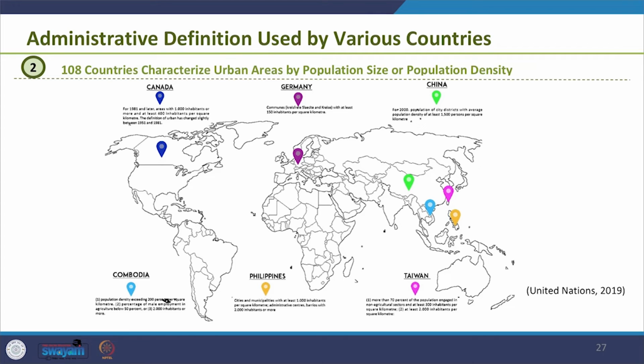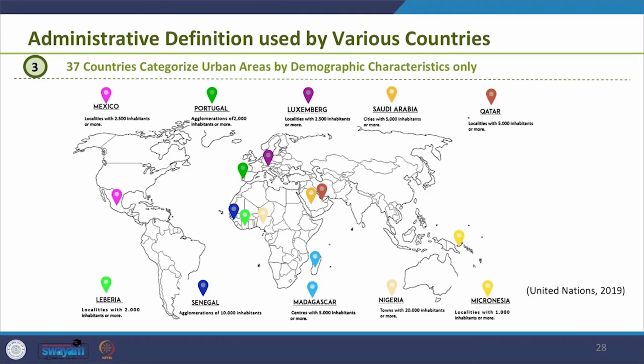Here we see 1,000 inhabitants per square kilometer, and we also see that their cutoff population is 2,000 inhabitants or more. Taiwan, we see here, again specifies a density of 300 inhabitants per square kilometer, and 2,000 inhabitants. And Cambodia, located somewhere here, specifies a density of 200 persons per square kilometer, and the cutoff population is 2,000 inhabitants or more. So we see that there are countries which use different criteria.